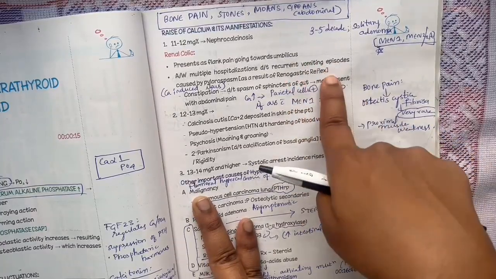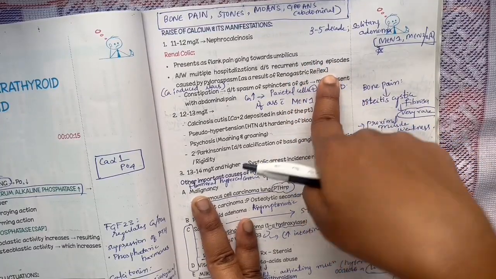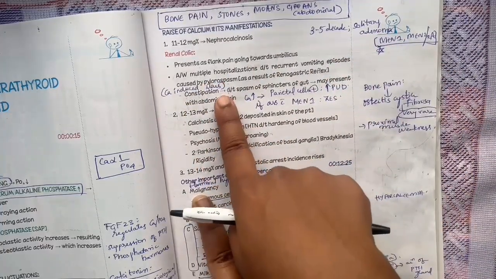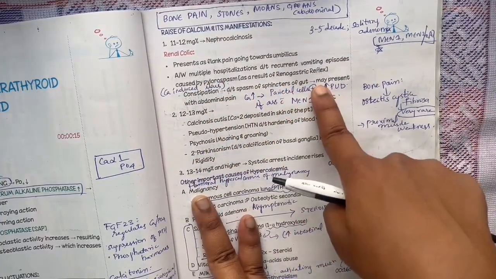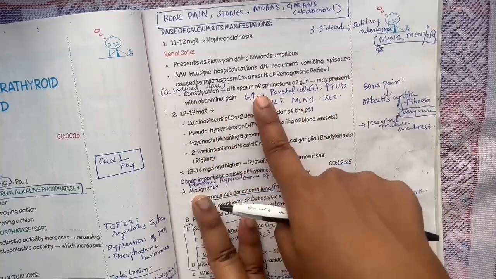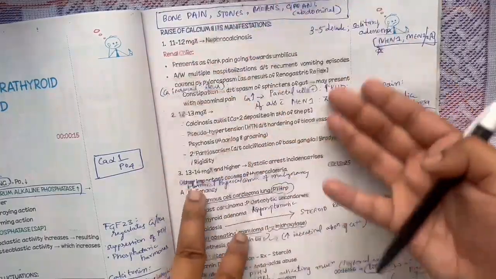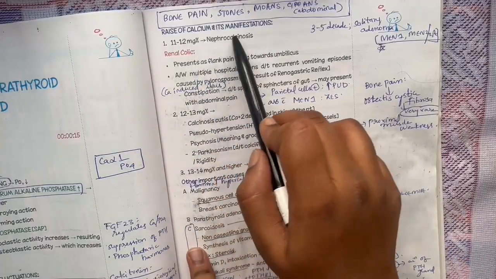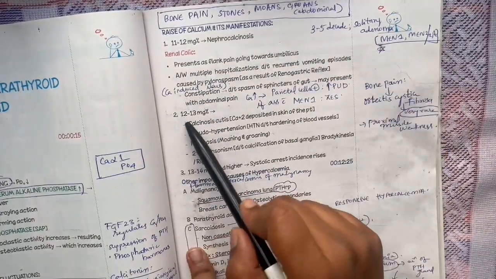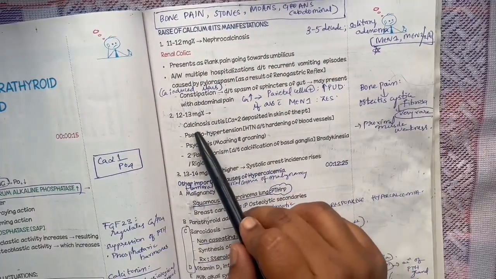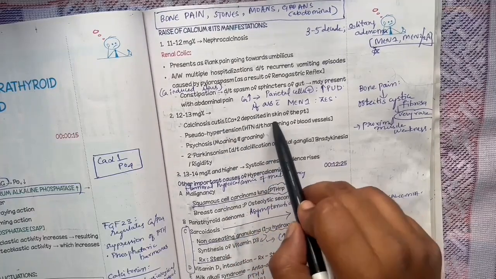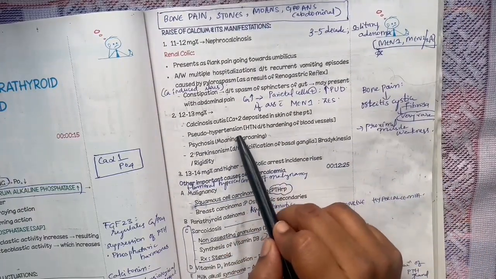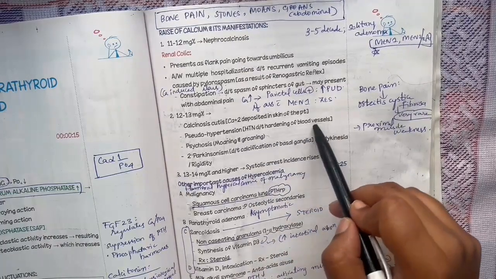Once they asked enterogastric reflex also in NEET PG question. So here the renogastric reflex, and also constipation due to spasm of the sphincters of the gut, and may present with abdominal pain. All these symptoms are not that important for us, but 11 to 12 mg% is causing nephrocalcinosis, 12 to 13 mg% is causing calcinosis cutis, that is calcium deposition in the skin of the patient, and it's also causing pseudohypertension, that is hypertension due to hardening of the blood vessels.